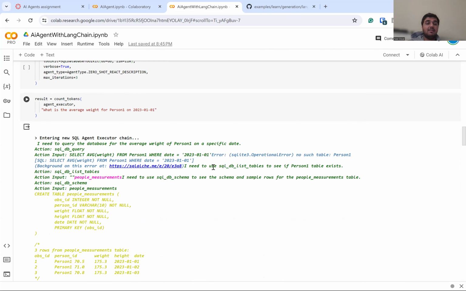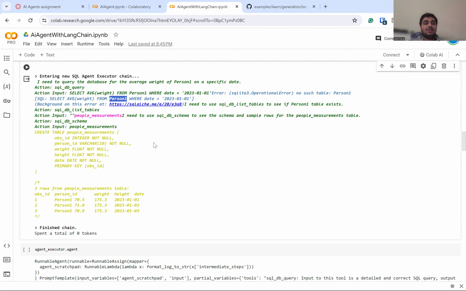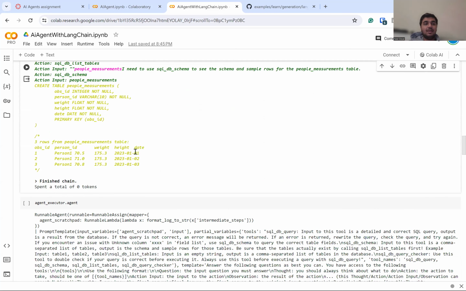Why is the query giving an error? Because person1 is one of the fields in the table and not a table itself. So then it uses the SQL DB list of tables to see if a person1 table exists or not. So the agent is calling the large language model again and again to get the answer, passing it context and more information as it is needed. And then ultimately it comes to the conclusion and you get a final answer.